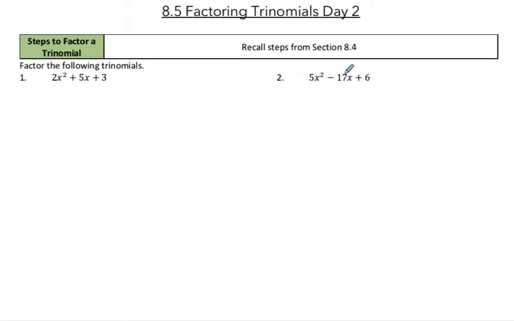Once we dive into our 8.5 factoring notes, the steps to factoring a trinomial are the same steps that we took in 8.4, but now we have a number out front. So when I go to split my middle term, I'm going to multiply 2 times 3. We did 1 times 3 before because there was nothing in front of x squared. Now that we have a 2 up front, we multiply the 2 times the 3 to get 6.